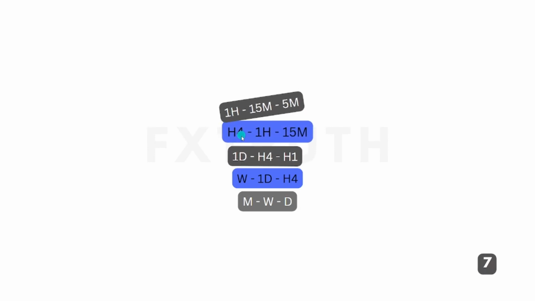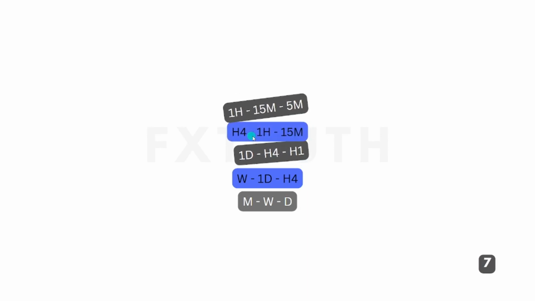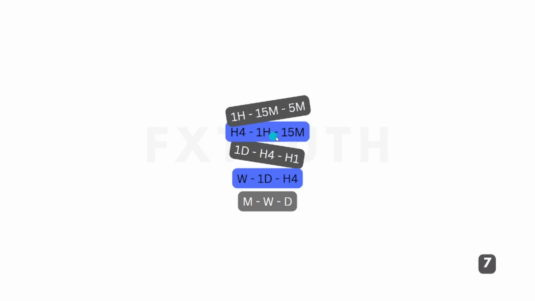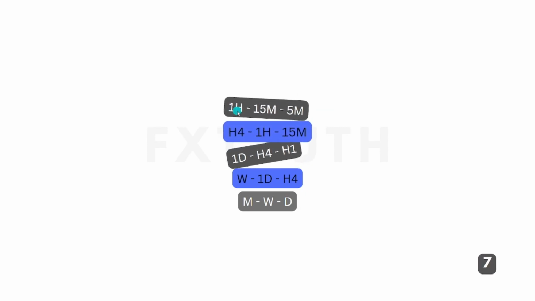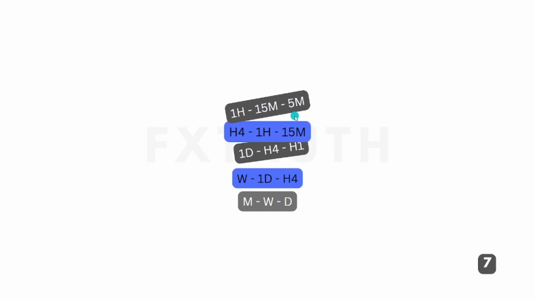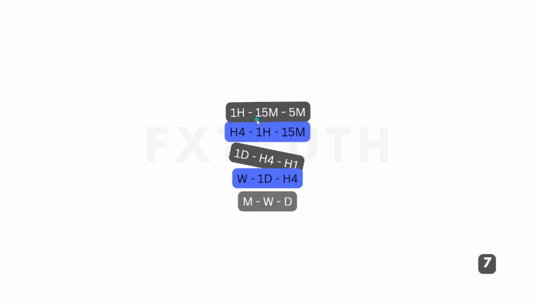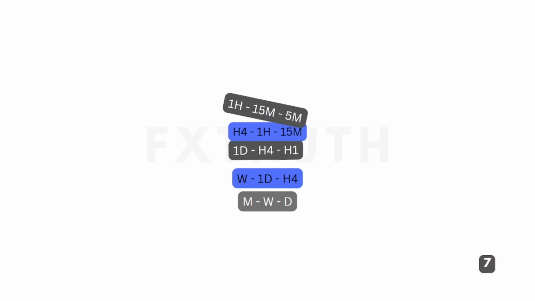So the next will be the 4 hours, 1 hour and 15 minutes, where the 4 hours will be your highest time frame, 1 hour will be your intermediate time frame, and 15 minutes will be your lowest time frame. Now the last on this particular structure board is 1 hour, 15 minutes, and 5 minutes. So the 1 hour will be your highest time frame, 15 minutes your intermediate time frame, and the 5 minute your execution time frame or your lowest time frame.